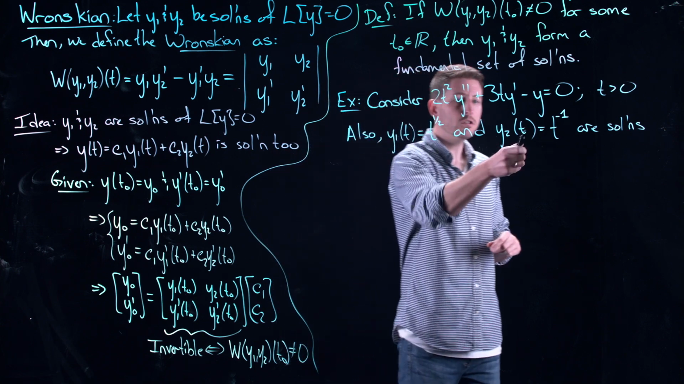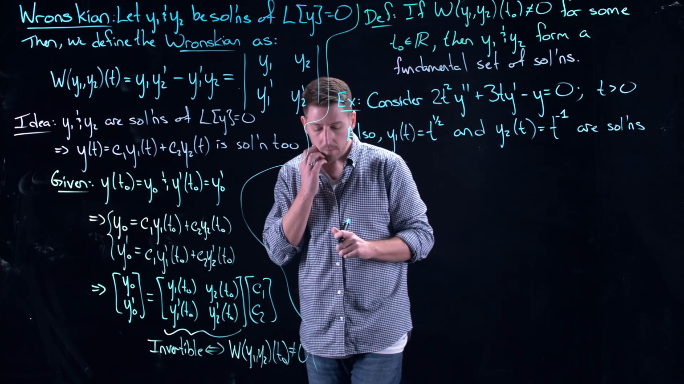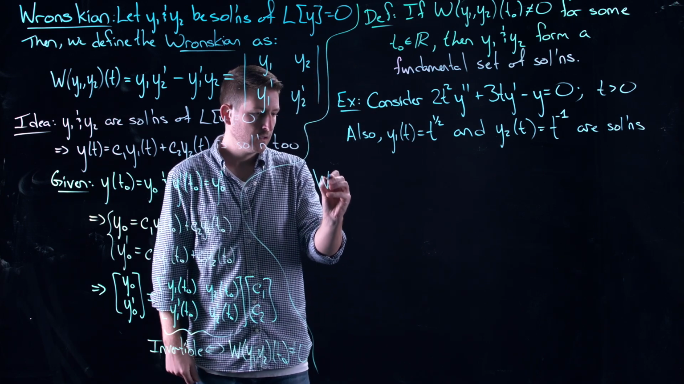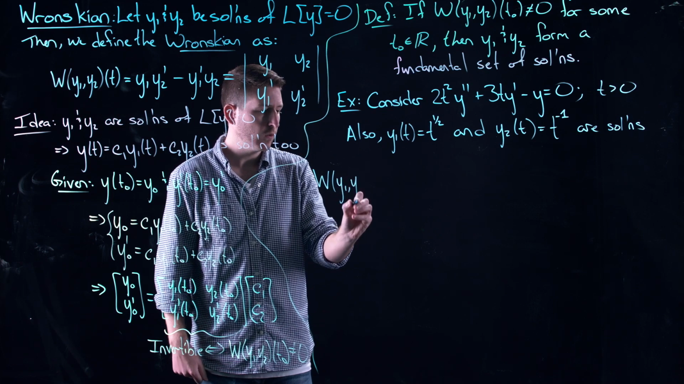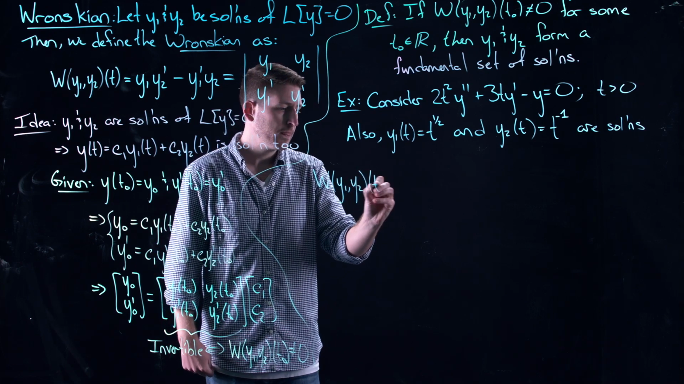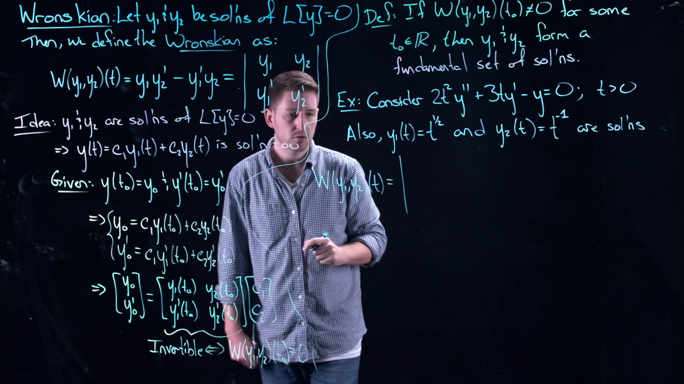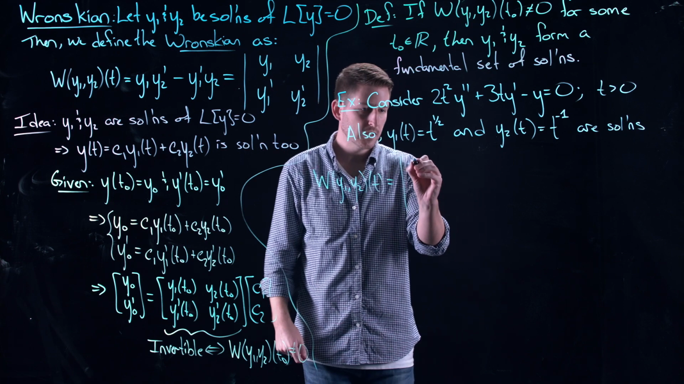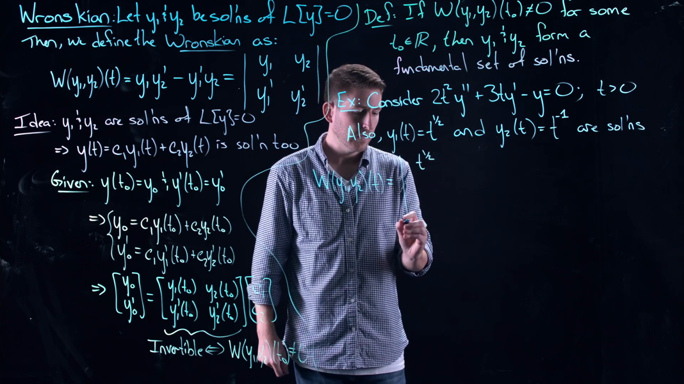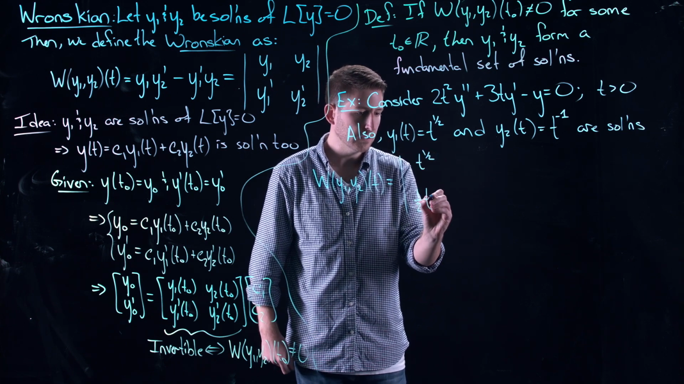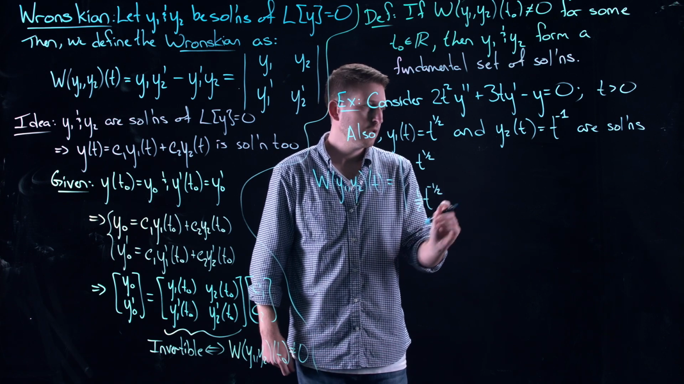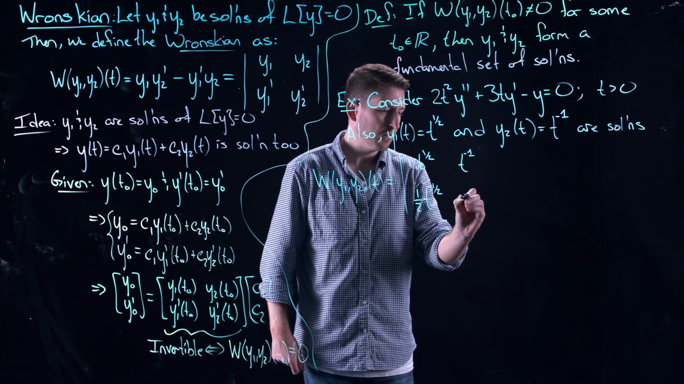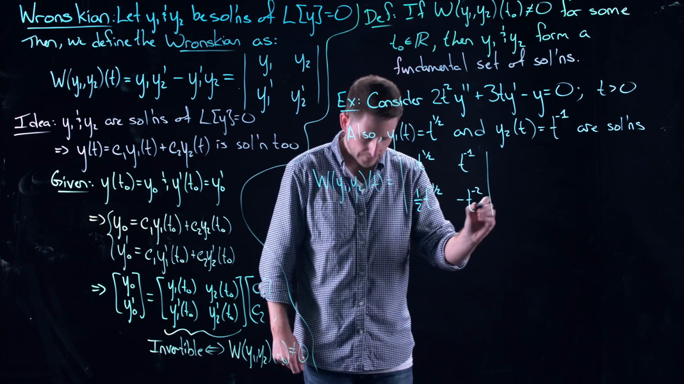Now I'm telling you that I have two solutions. We want to check if they form a fundamental set of solutions. So let's put them into the Wronskian here, y1 and y2 of t. Well, let's actually do the determinant formation first. So this becomes y1 and then its derivative, 1/2 t to the minus 1/2. Then similarly, y2, t to the minus 1, and minus t to the minus 2. That's its derivative here.